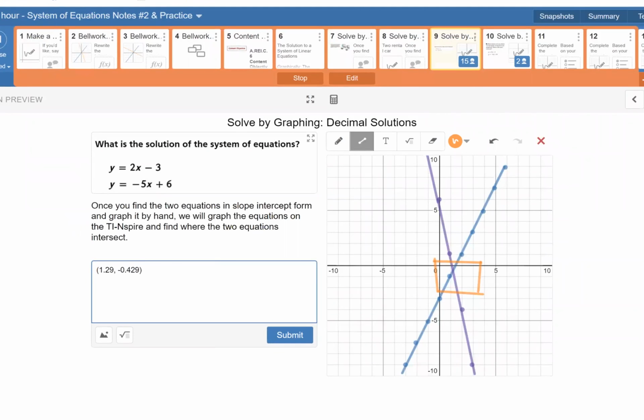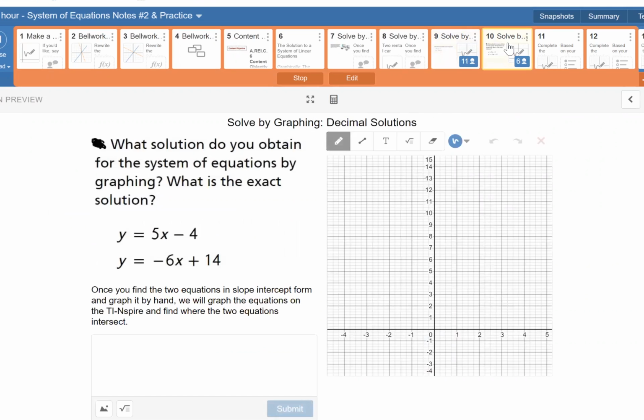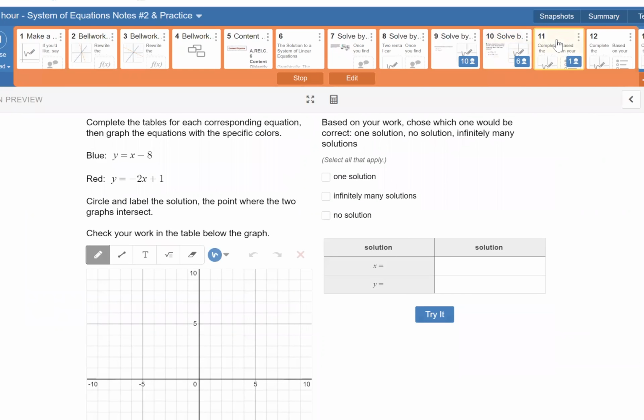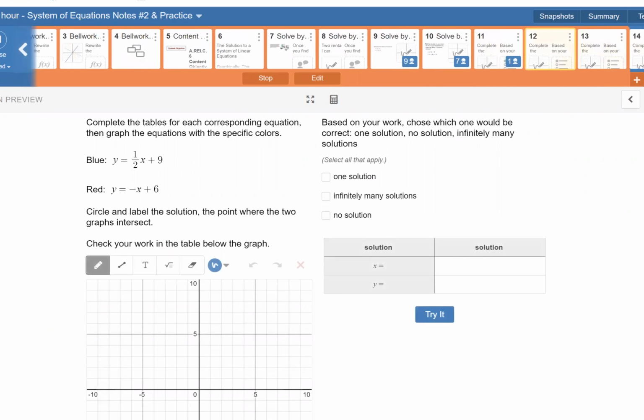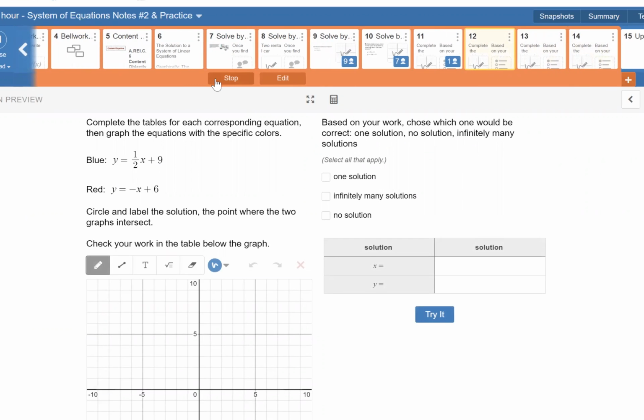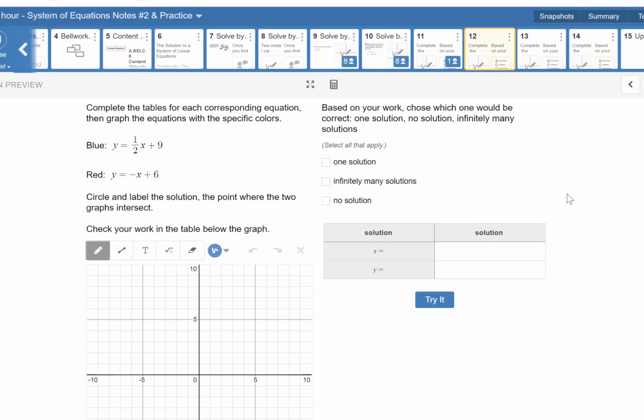Now for the rest of the lesson, I'm asking you to do exactly what we did here. You can graph slide 10 on this graph, slide 11, 12, all of these. Slide 11 through 14, you can check your answer. If you got 4, 7, you would know, oh, hey, that's wrong. So everything else is self-check.